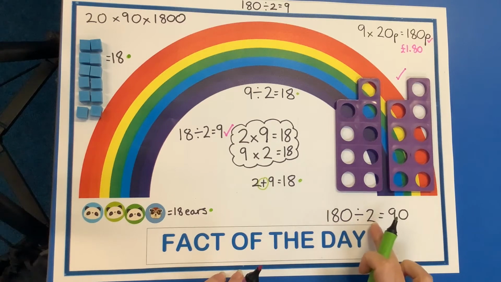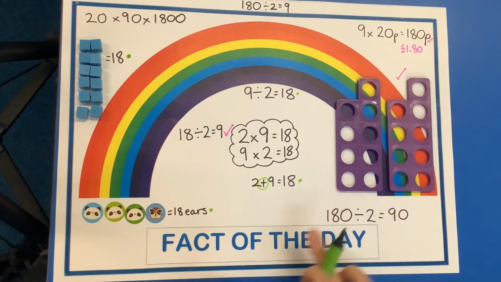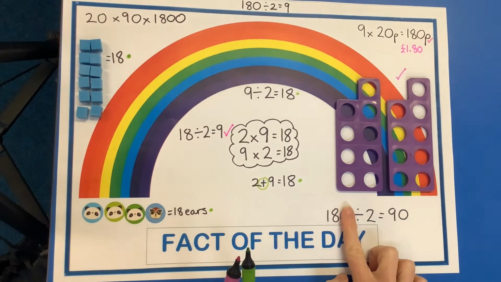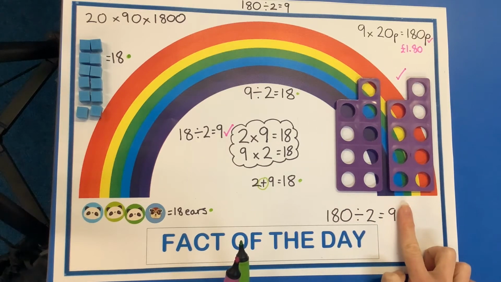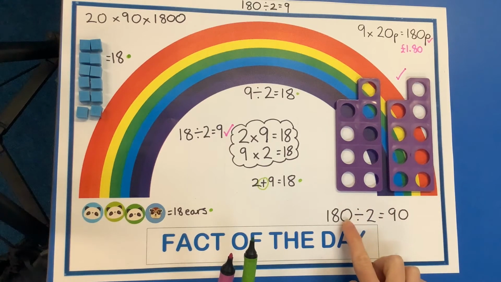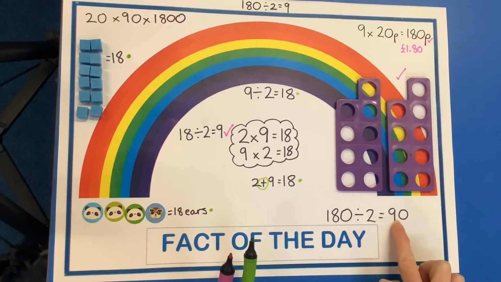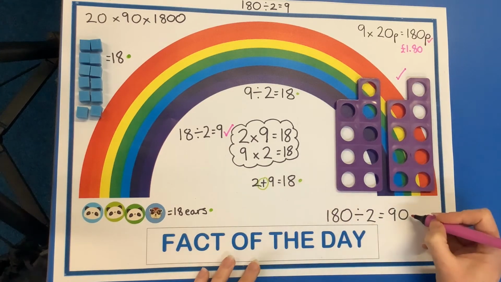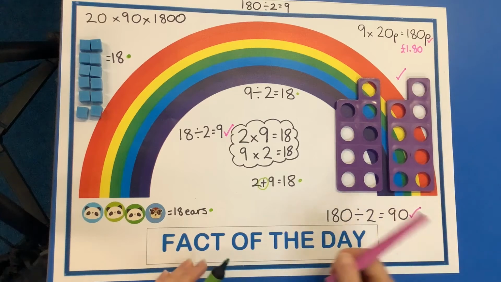180 divided by 2 is 90. That's correct, isn't it? Because all I've done is I've used my place value to turn that into 18 and this into 9. So I've times the 18 by 10, so the answer is also 10 times bigger. So that is a tick.